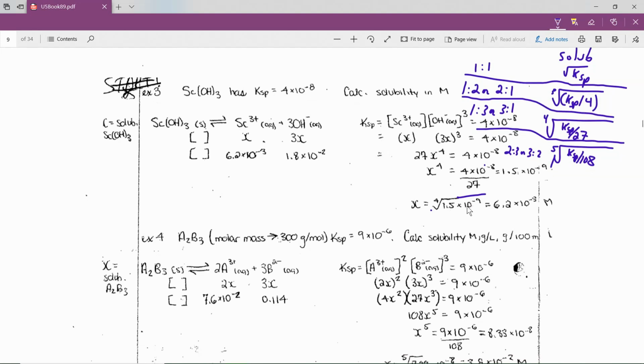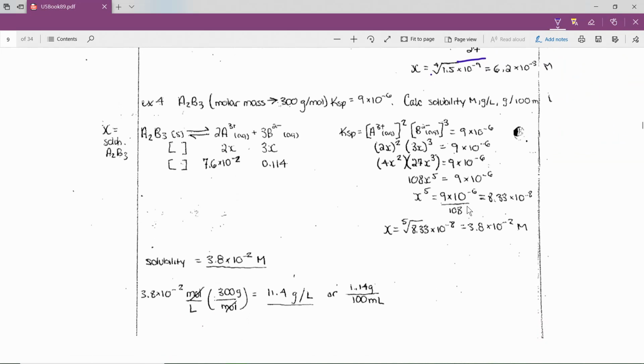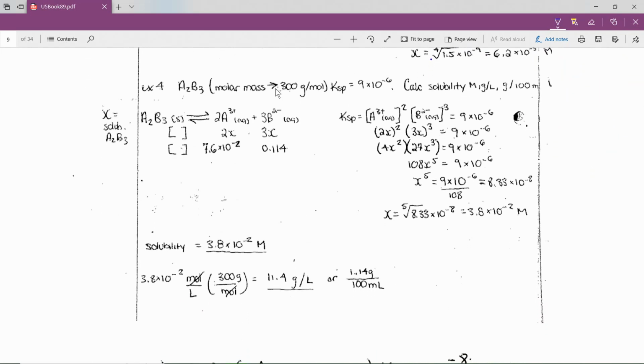Okay, so let's look at a 2 to 3 one. So here's example 4. I have A2B3. The molar mass is given as 300 grams per mole. The Ksp is given as 9 by 10 to the minus 6. We want to calculate the solubility in molarity, grams per liter, and grams per 100 mL. So let's let X be the solubility. So I've got A2B3. Well, neither on the right hand side are just X. When I dissolve A2B3, however little or much I dissolve, I get 2 A3 pluses and 3 B2 minuses. Right? That's the only way that works. So I get 2X and 3X.